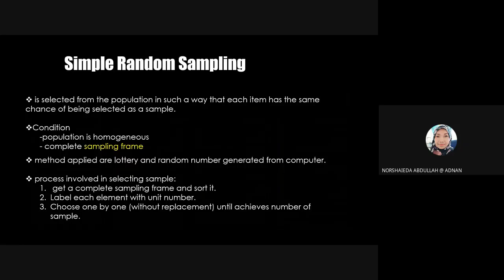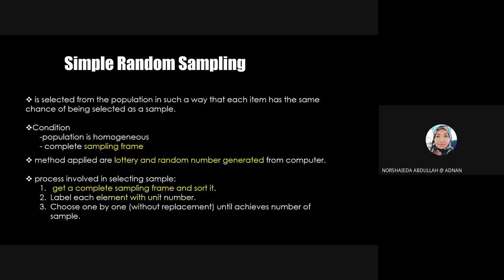apply the probability sampling. Okay, so untuk run this sampling method, banyak cara yang kita boleh guna. Kita boleh guna lottery method ataupun random number. Okay, so bila kita ada sampling frame ni the list of the population. So first kita kena sort lah the sampling frame. Okay, first step kita get the complete sampling frame or the complete list of the population, and then we sort it. We sort the list and we label each element with a number.